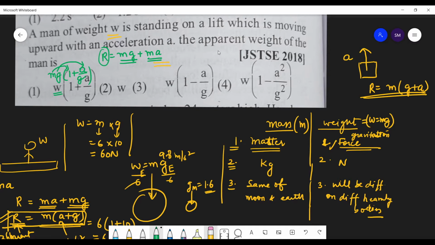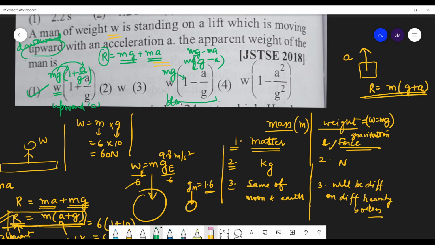And if the lift was falling down, if I change this question, the lift is moving downward instead of upward. If I write the word downward here, then which option will be correct? Option 3. Yes, very good. Then option 3 will be correct, because you put mg here and you will get mg minus this, or you can just multiply g inside, so g minus g cancel, so mg minus.